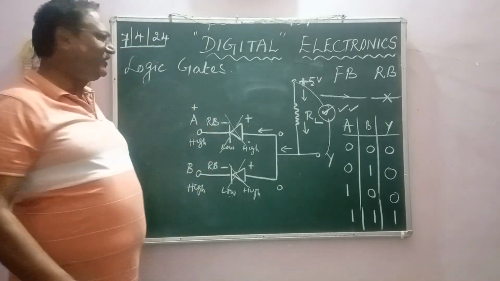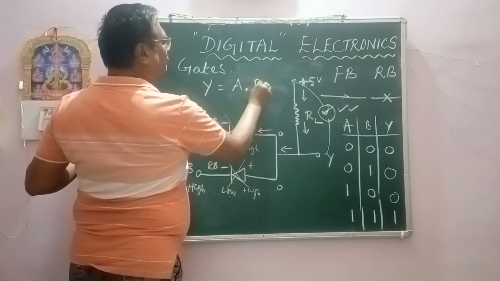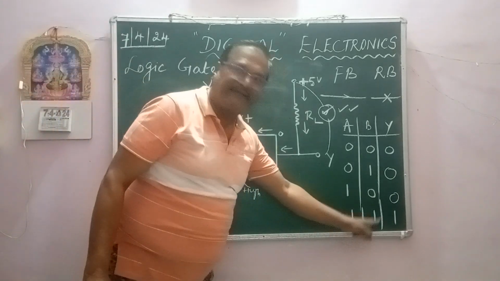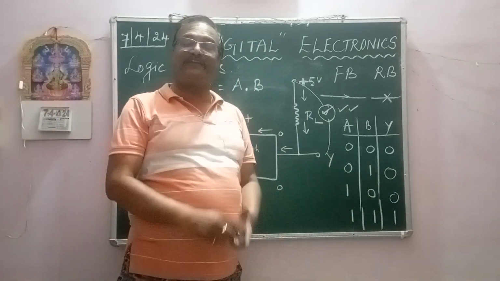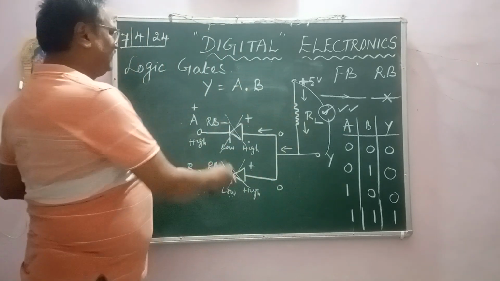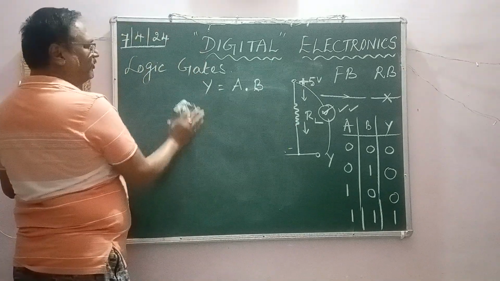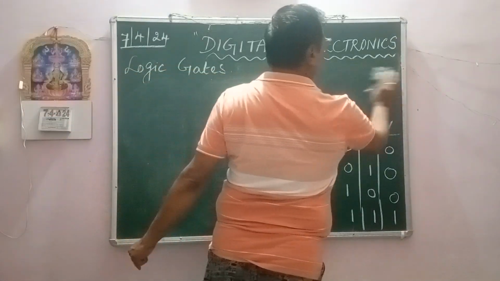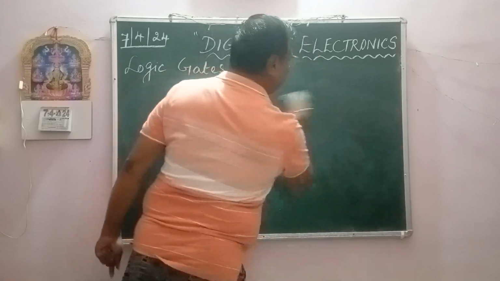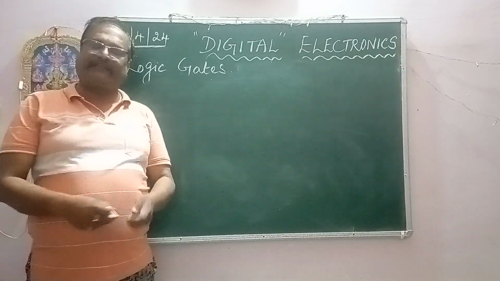Now you again see, output Y is equal to A and B. When both A and B are high, 1 1, the output will be 1. Otherwise it will be 0 in all the other cases, right? So with this we have completed the second type of gate, and the second gate is the AND gate. These are the basic gates. Now one more gate is there, that is the NOT gate, which I will do in the next video.